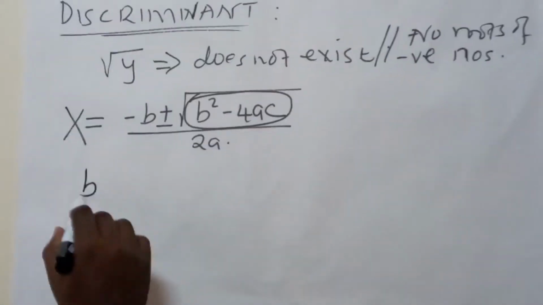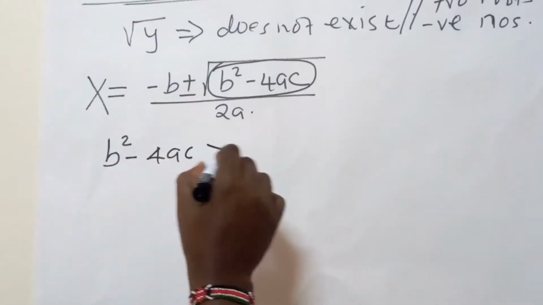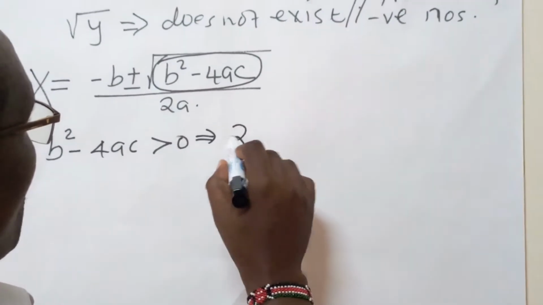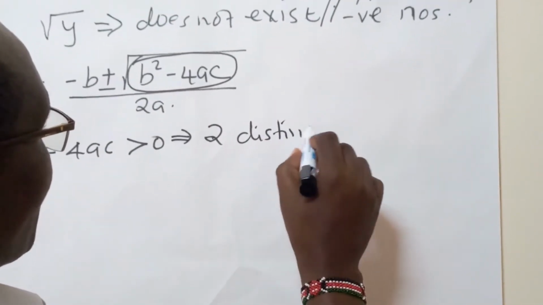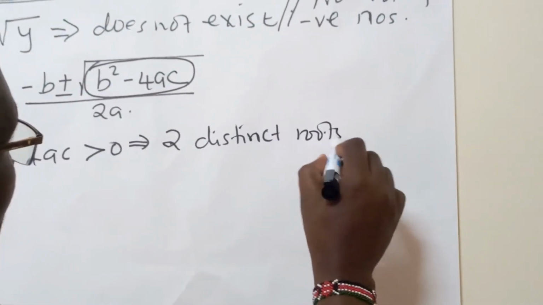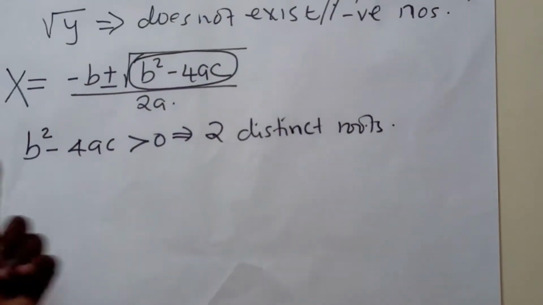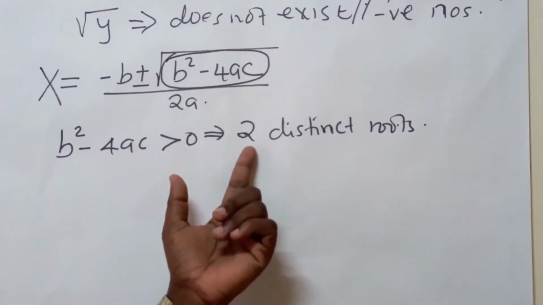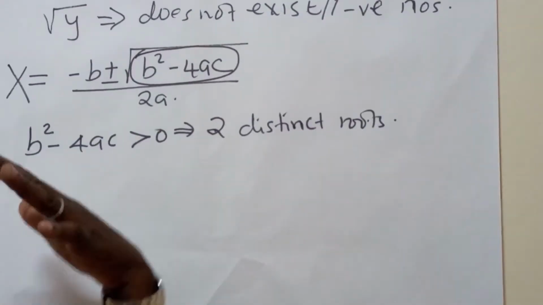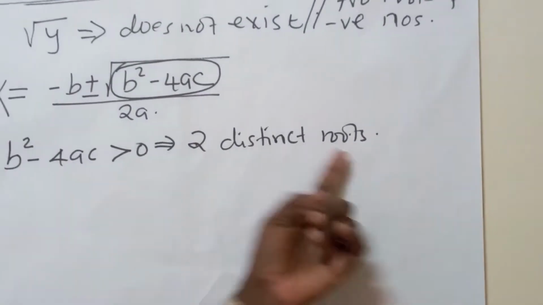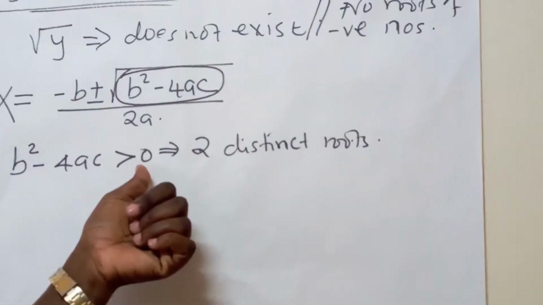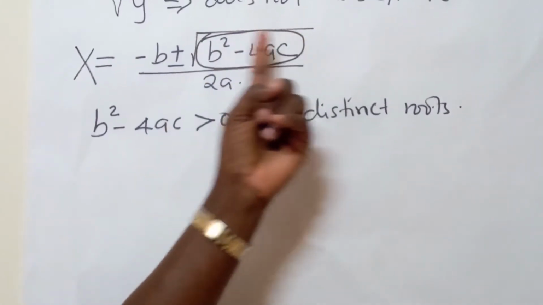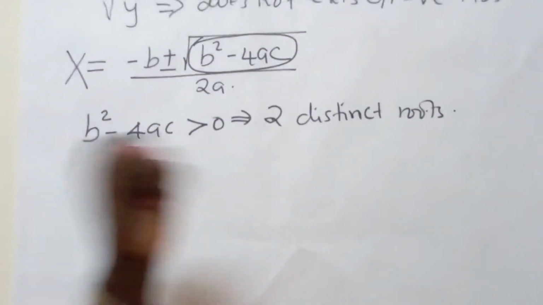If the discriminant happens to be greater than 0, then we expect two distinct roots. I will explain something here. If the discriminant, which is b squared minus 4ac, is greater than 0, then that quadratic function or quadratic equation has two distinct roots. Because the discriminant is greater than 0, it is positive, and we know the square root of any positive number is plus or minus a.